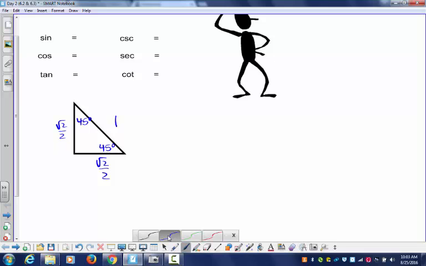Okay? Does everybody agree? Root 2 over 2 squared is 2 fourths. 2 fourths plus 2 fourths is 4 fourths. 4 fourths is 1. And we said last time we can pick whatever we want for that side. You can pick 1, and that's what we did last time, was pick 1.